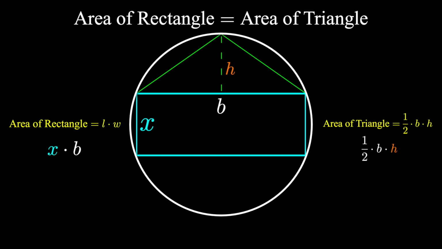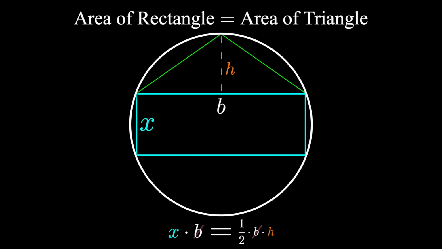To solve our problem, these two areas are supposed to be equal. One nice thing is that we can cancel b on both sides. We're assuming b isn't 0 here, otherwise we wouldn't have any shapes at all, so we're allowed to divide by b. And so we've solved for x. But the issue is we have this extra unknown h.